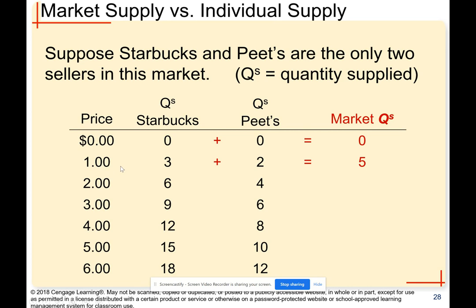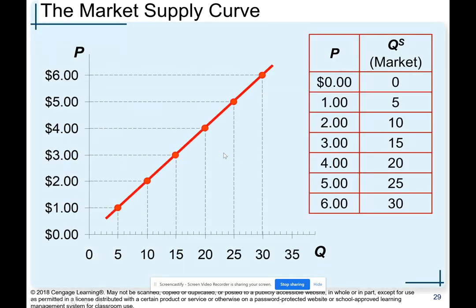When the price is $1, Starbucks will supply 3, Pete's will supply 2. You add them, and the answer is 5, and you continue down until you get to $6. Starbucks will supply 18, Pete's will supply 12, and the total is 30. The market supply is simply a horizontal summation of individual suppliers, and you plot that information and you get a positively sloped supply curve, the market supply.